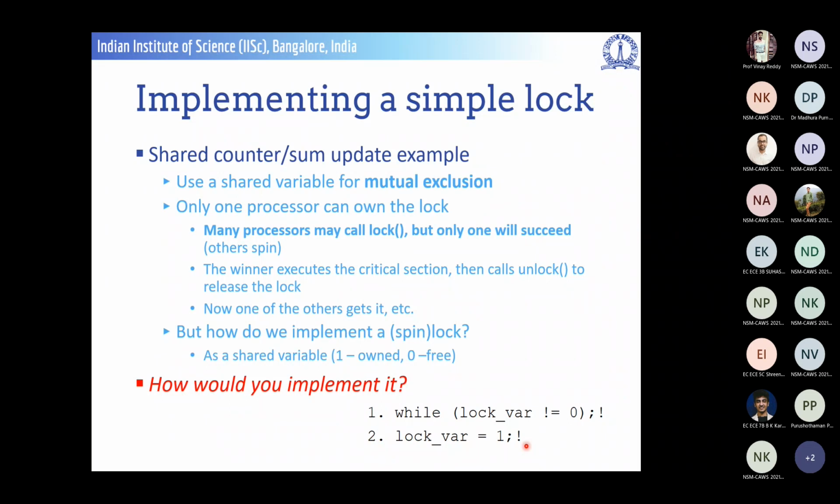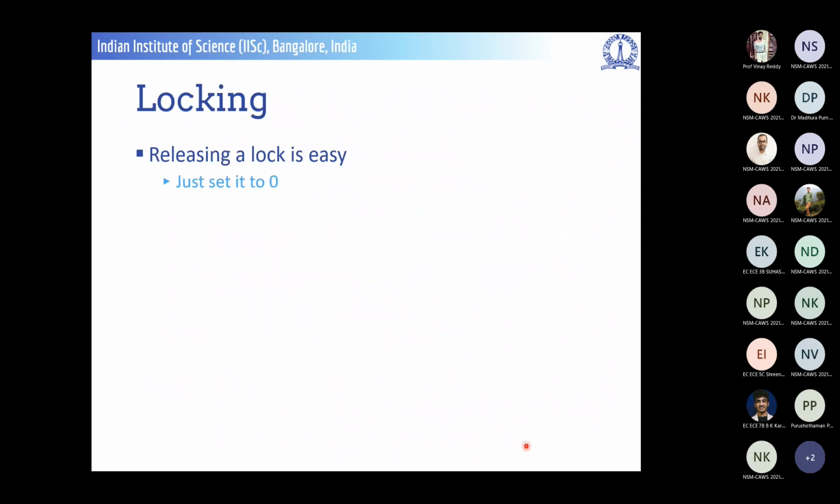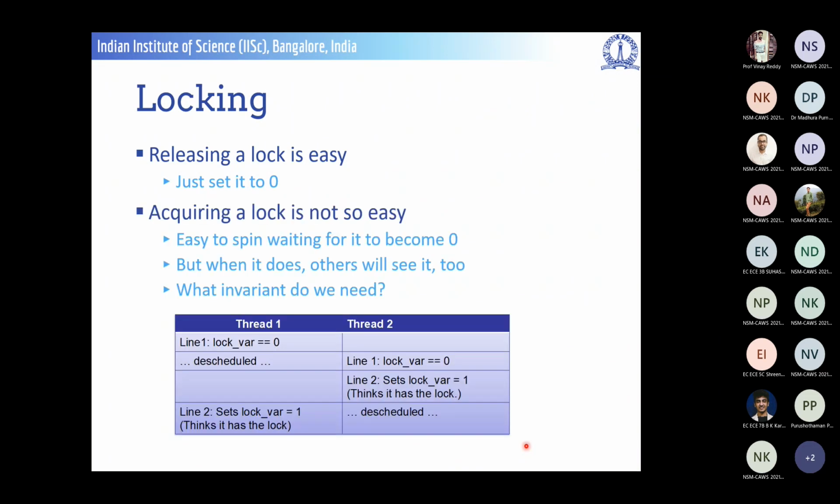Now, it is less simple than it looks, because there will be complications. First of all, releasing a lock is easy. You just set the lock variable's value to 0, which means that it's free. Taking the lock, or acquiring the lock, is not so easy. You might think this piece of code should be enough to acquire the lock, but it is not.